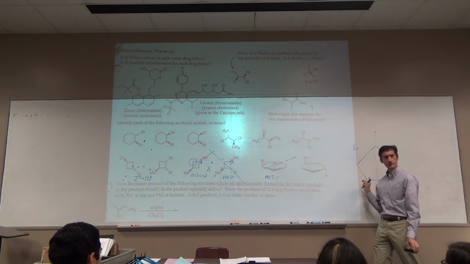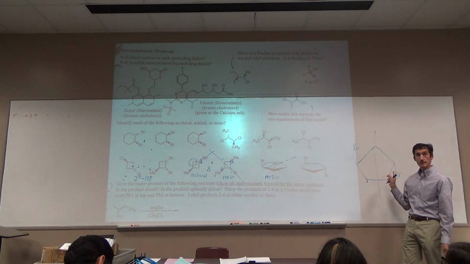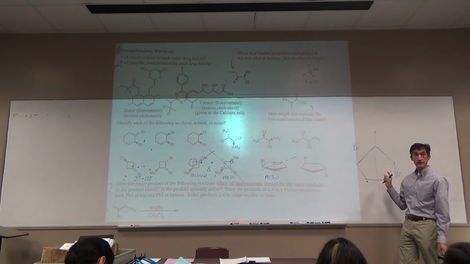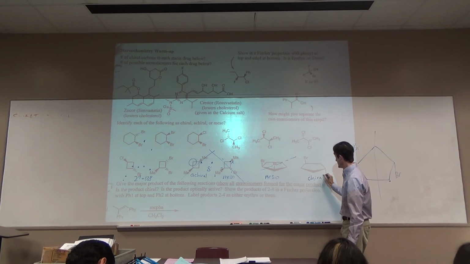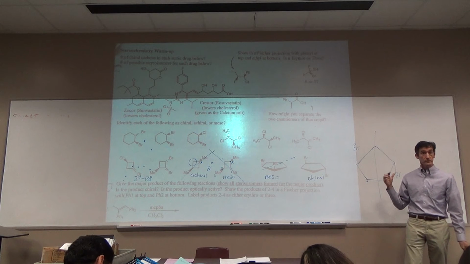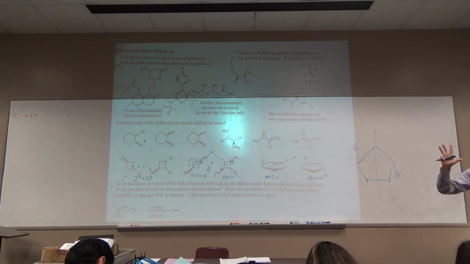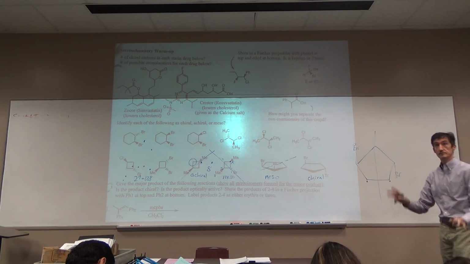What does that tell us about the mirror image? It's different. A compound without a mirror plane is known as chiral. Because the mirror image is going to be different, just like my hand. Mirror image is different. This is chiral.